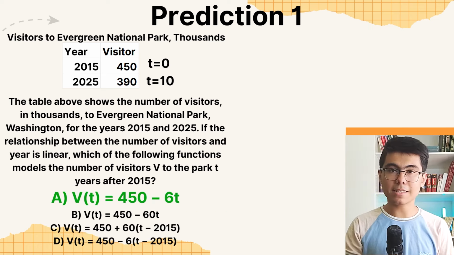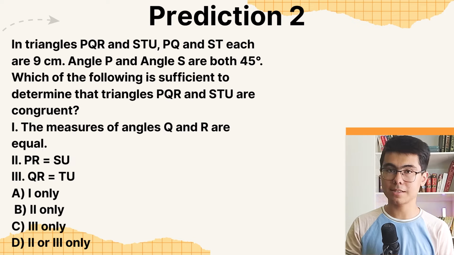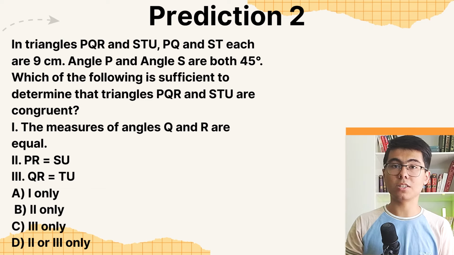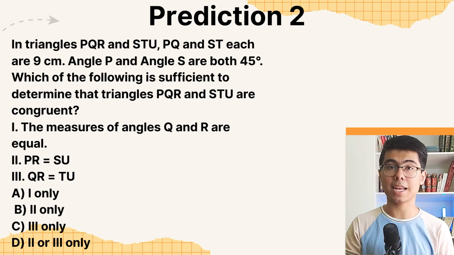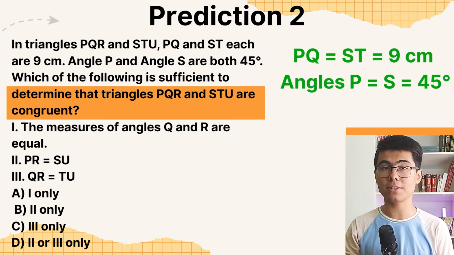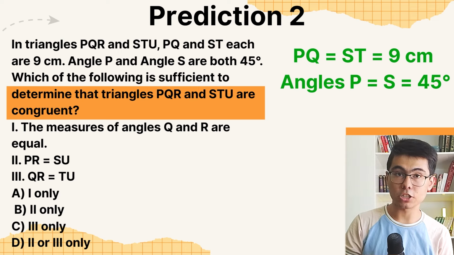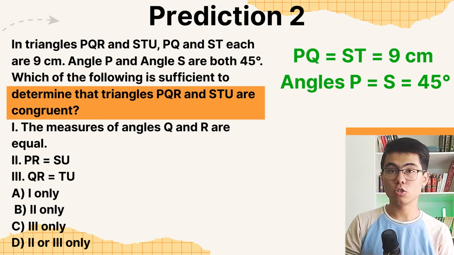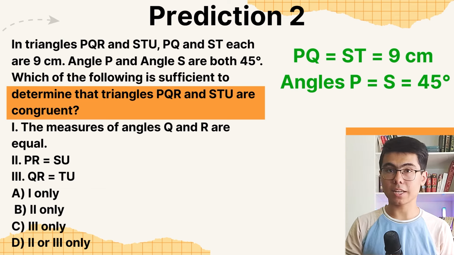So here they're asking us to determine triangle congruence based on given sides and angles. So we have triangles PQR and STU, with PQ equals ST, which equals 9 centimeters, and angles P equals S equals 45 degrees. So they want to know which additional information is sufficient to show that triangles are congruent. So let's look at these statements.